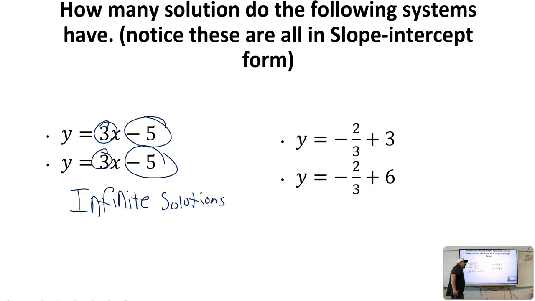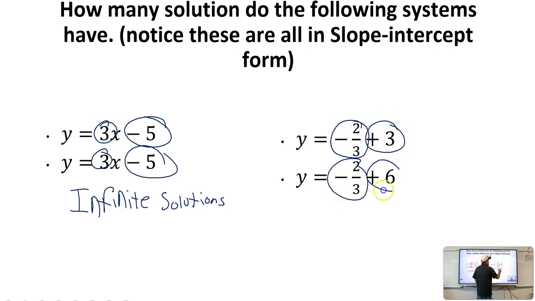Okay, let's take a look at our last one. This slope and this slope's the same, but the y-intercepts are different. Same slope, different y-intercept. That means we are going to have no solution because they will never cross.